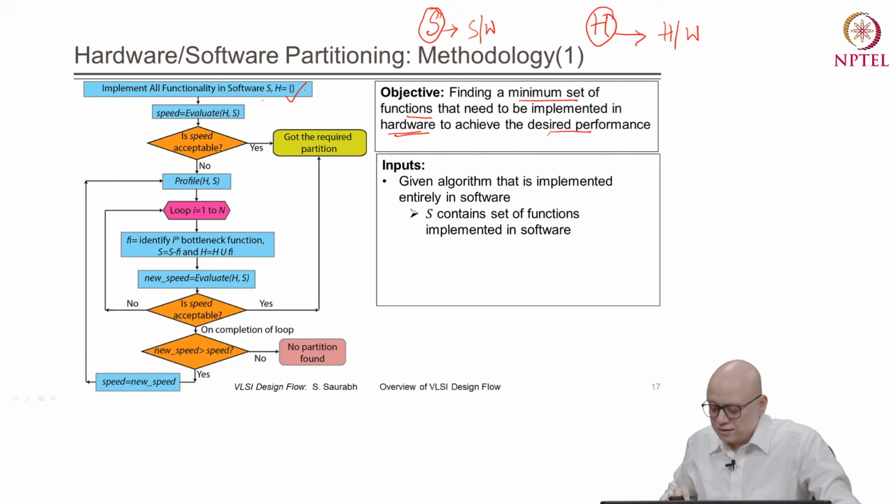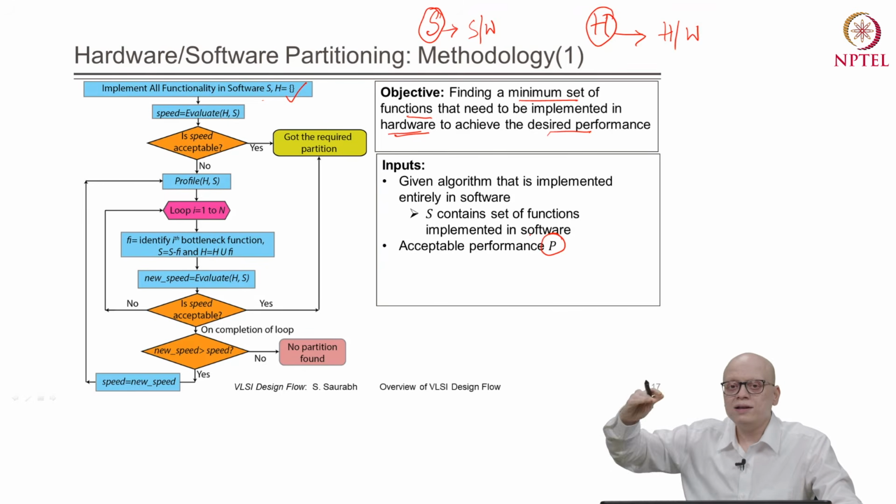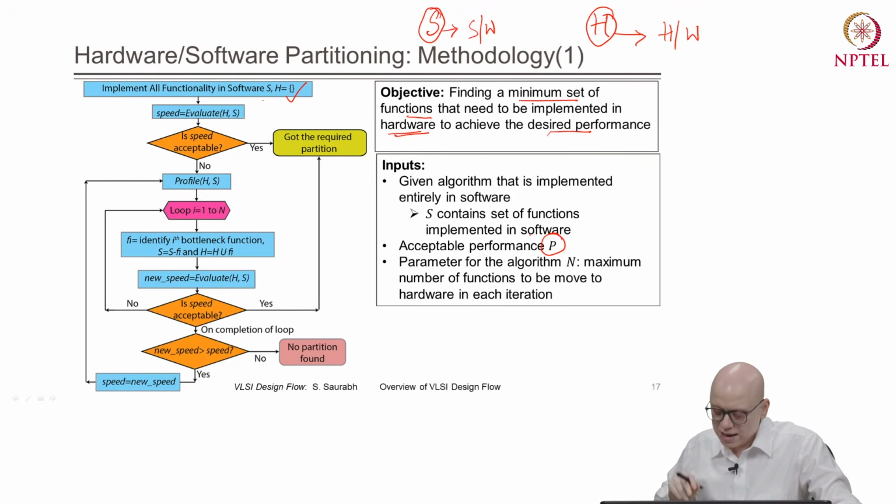We are also given an acceptable performance P, right, that the performance should be better than P, it should not be worse than P. By hardware software partitioning, what we want to attain is that the performance should come above a given threshold P, right. And then there is a parameter of the algorithm N, which decides the maximum number of functions to be moved to hardware in each iteration. What is the use of N? We will see later, right. So, this is the input.